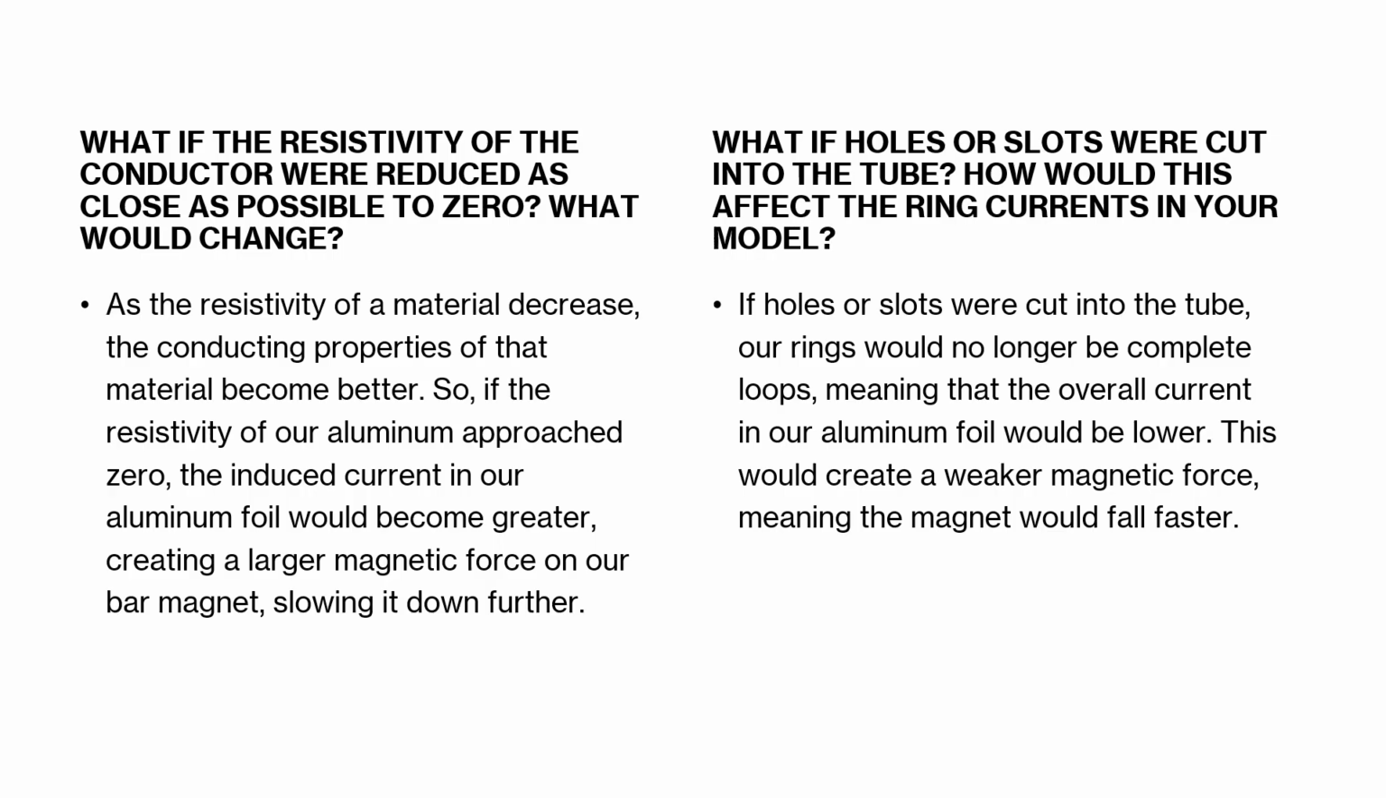Our second question asks, what if holes or slots were cut into the tube? How would this affect the ring currents in your model? If holes or slots were cut into the tube, our rings would no longer be complete loops, meaning that the overall current in our aluminum foil would be lower. This would create a weaker magnetic force, meaning the magnet would fall faster.